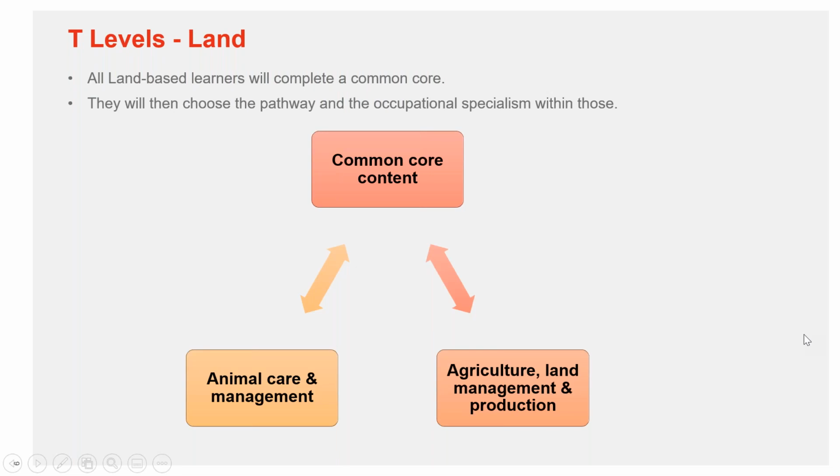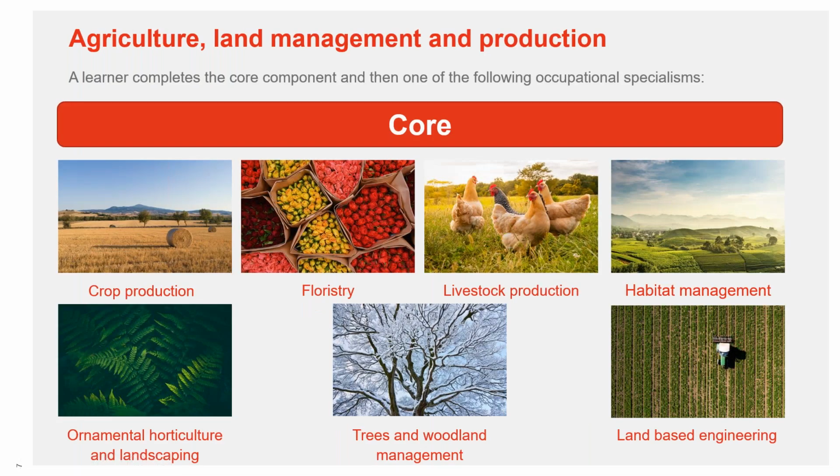So for land, all of the land-based learners will complete a common core, and then they will choose the pathway and occupational specialism within those. So we have two: animal care and management, and agriculture, land management and production. These break down as follows.